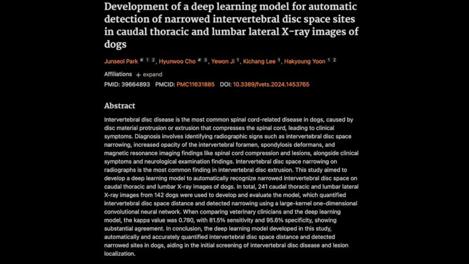This deep dive has been incredibly enlightening. It's clear that AI has the potential to revolutionize veterinary medicine. Not just in diagnosing IVDD, but in countless other areas as well. It's an exciting time to be in this field. And as these technologies continue to develop, I'm confident that we'll see even more remarkable advancements in the years to come. It will be fascinating to witness how AI shapes the future of veterinary medicine.